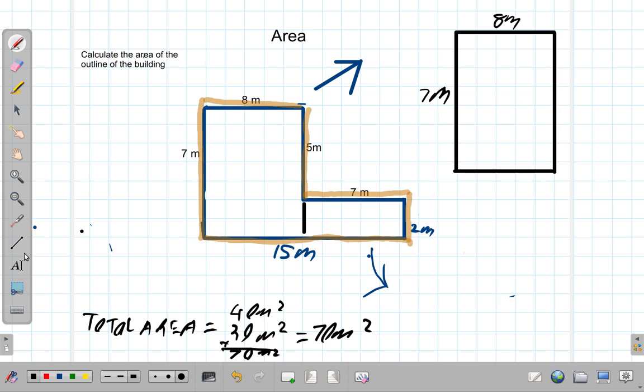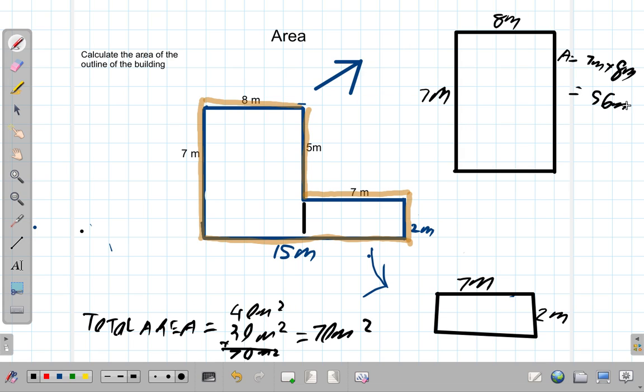Then we have another rectangle. This other rectangle down here, smaller rectangle. And this rectangle measures at the top from here to here. You see it's 7 meters by 2 meters high. Let's calculate the areas now. The area of this rectangle is 7 meters by 8 meters. 7, 8, 56 meters squared. And the area of this rectangle is 7 meters by 2 meters, which is 14 meters squared.